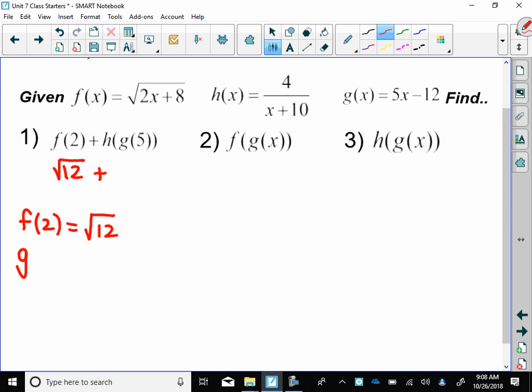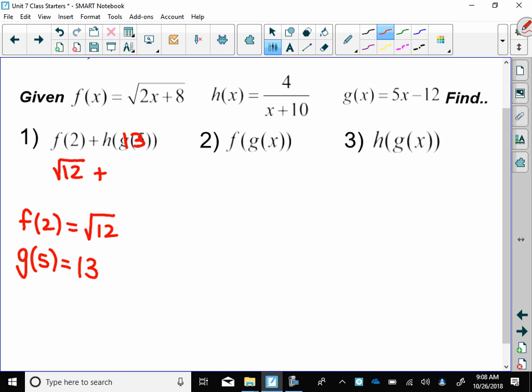Then let's find g of 5. G of 5, we're on the function g over here. 5 times 5 is 25. Minus 12 would be 13. Agreed? And so g of 5 is 13.